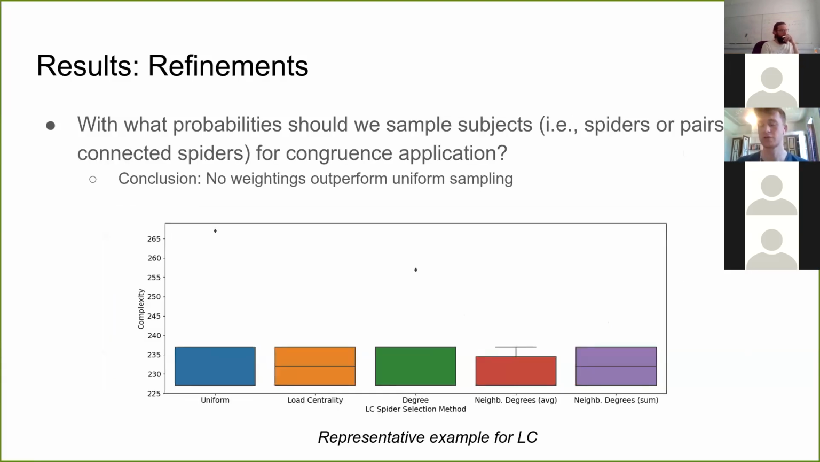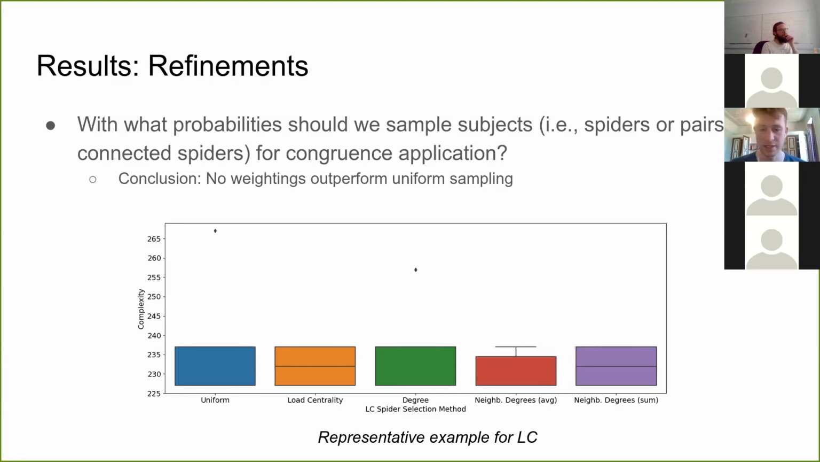Okay, so throughout search, once you've chosen the congruence that you want to apply, should we just sample subjects to apply that congruence uniformly, or should we weight them in particular ways? Again, there are various things you could try. For example, you may want to pivot on the spider with the highest degree, or the spider whose sum of the degrees of its neighbors is highest, because maybe that will change the connectivity in such a way that it has a better chance of reducing circuit complexity.